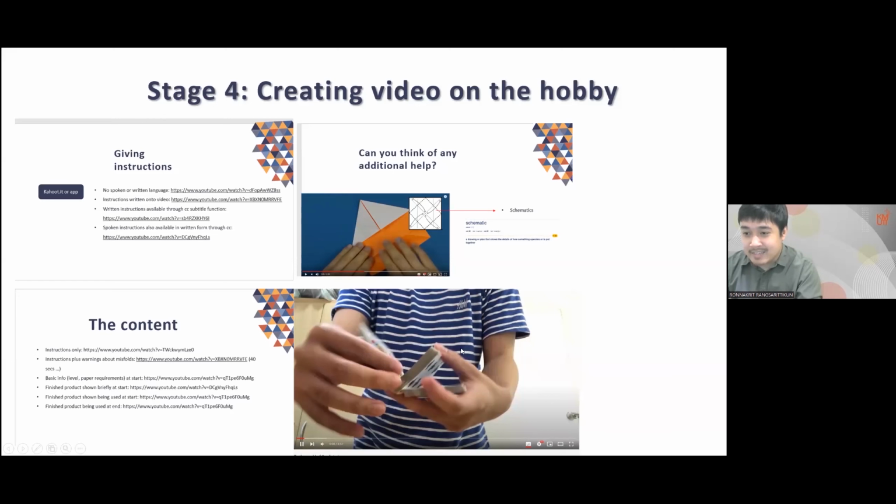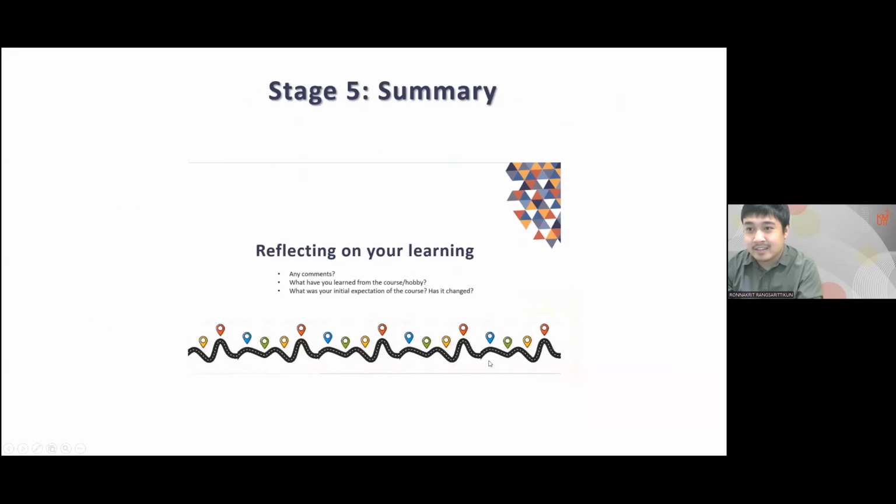And here is an example. The students did cardistry. And a summary.